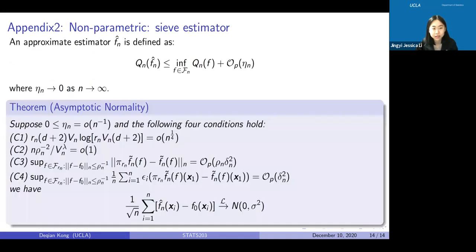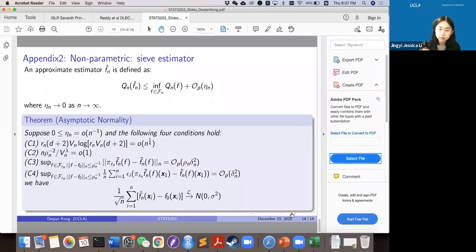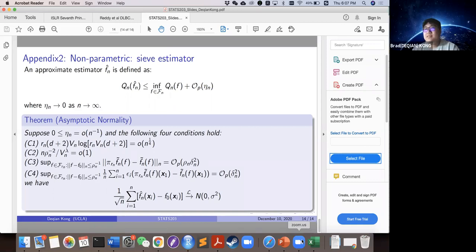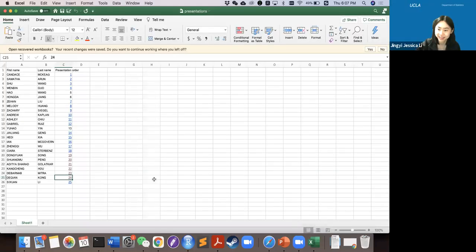Yeah, this is very interesting. So basically, it shows that if the true function is a one layer neural network, then if you use a parametric model, you cannot get a consistent estimator. But the non-parametric sieve estimator can do a good job. Right. Okay. Thank you.